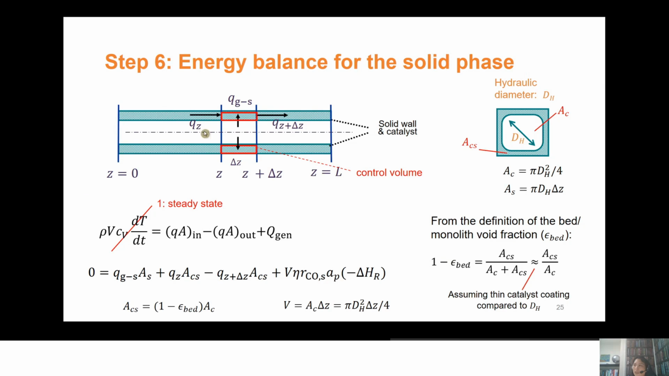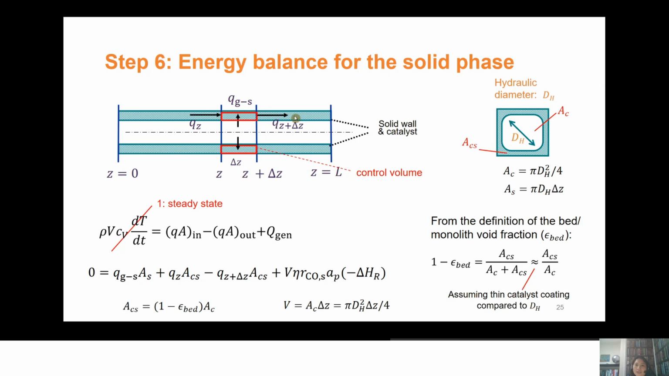So for the solid wall, we will use the same control volume. Here, this is the side view, this is the front view. This is our control volume here. So we have conduction in the axial direction in the catalyst. And the wall, yeah? So this solid phase here, that's the catalyst coating and the wall. So QZ is coming into our control volume and QZ plus delta Z is going out of the control volume.